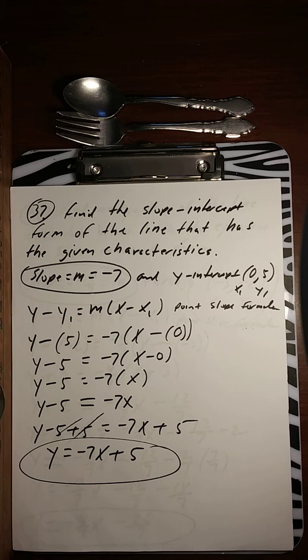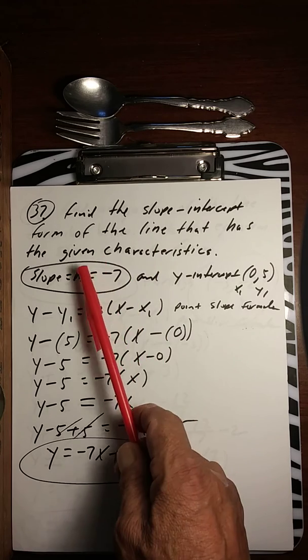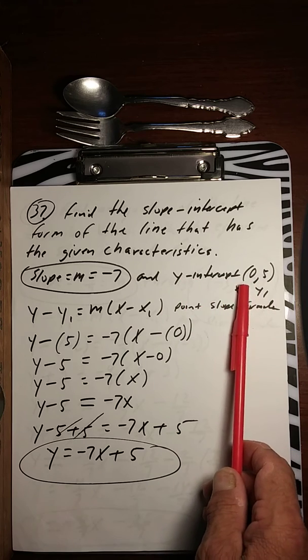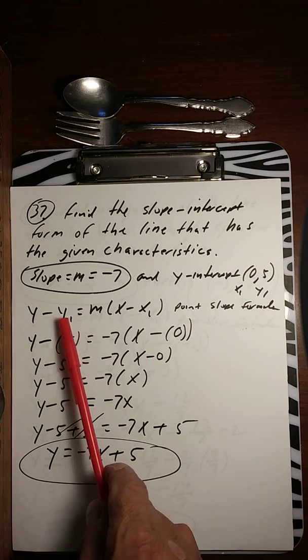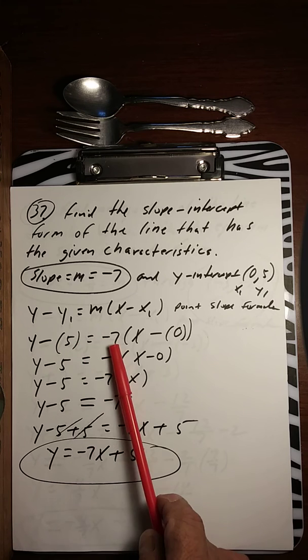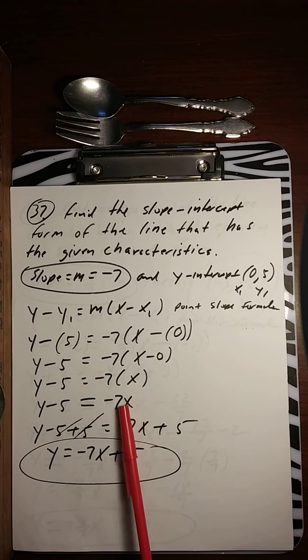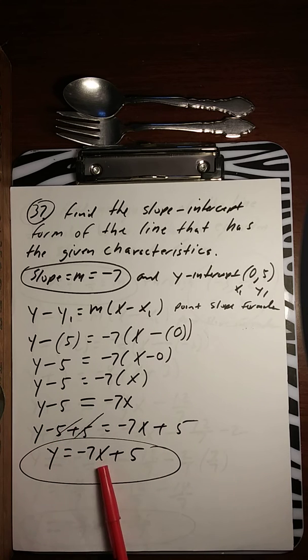Find the slope intercept form of the line that has the given characteristics. The slope is this, and the y-intercept is (0, 5). x1, y1 point. So y minus y1 equals this. Minus 5, negative 7 times that. 0 and that is still going to be x minus 0. It's going to be x. That's going to be negative 7x. Add 5, so y equals negative 7x plus 5.